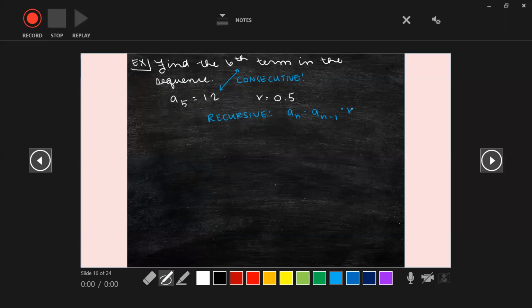So if you remember with recursive formulas, it's the bigger term and the smaller or previous term in your consecutive pair. So for the sixth term, we have a sub 6 is equal to a sub 5, the preceding term, times r. What is a sub 5? 12. What is r? 0.5. So a sub 6 is equal to 6.